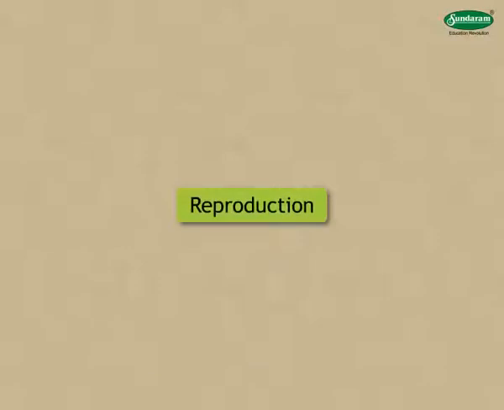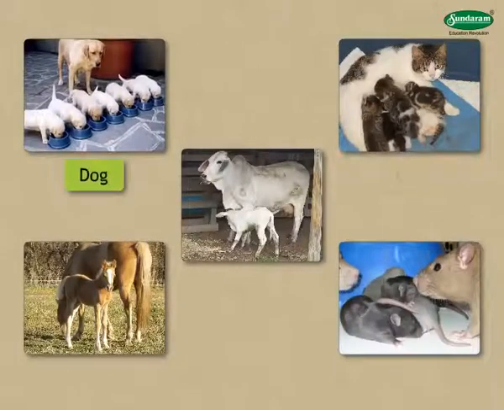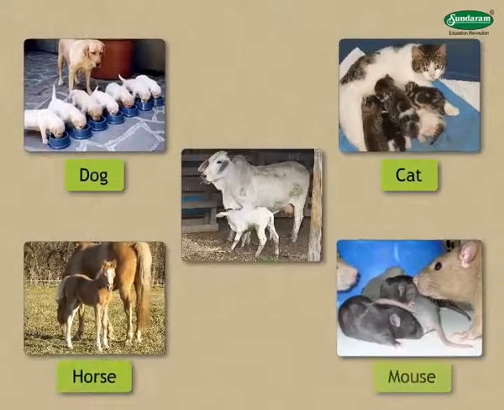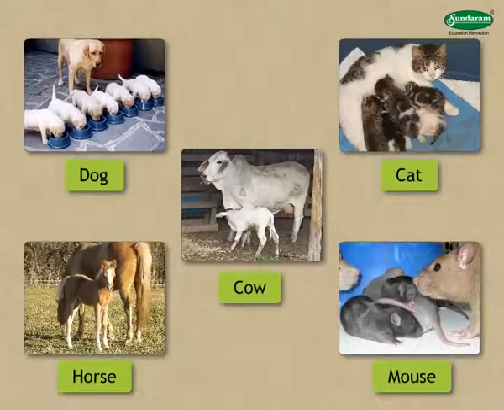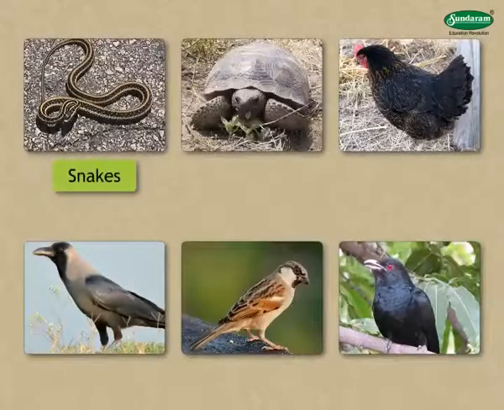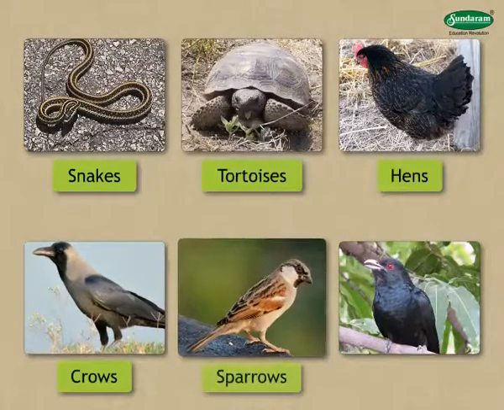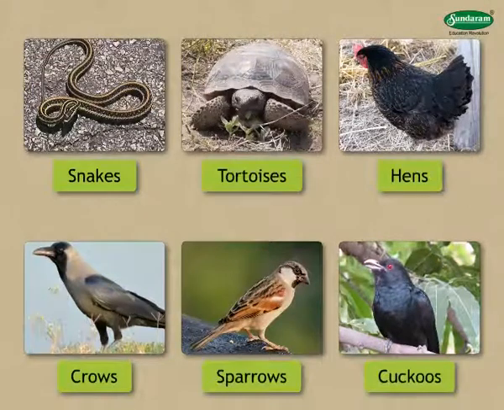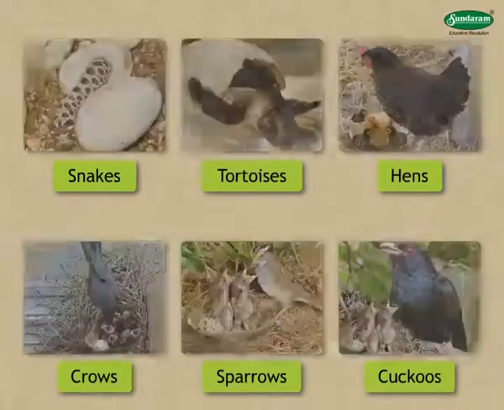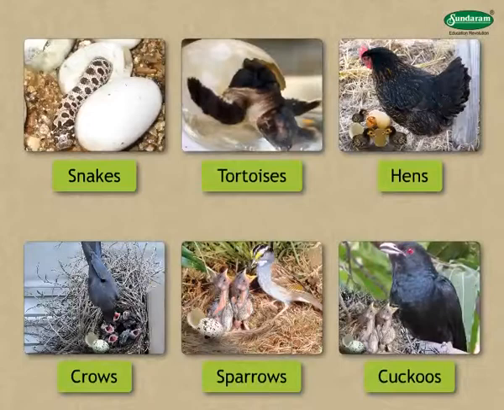Let us now study reproduction in living things. Animals like the dog, cat, horse, mouse, and cow give birth to their young ones. Animals like snakes, tortoises, hens, crows, sparrows, and cuckoos first lay eggs. When eggs hatch, the young ones come out from them.